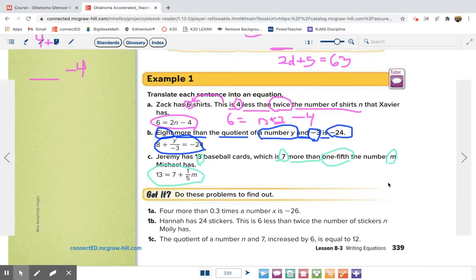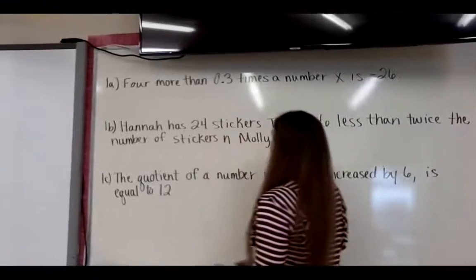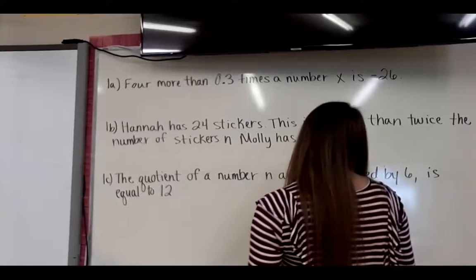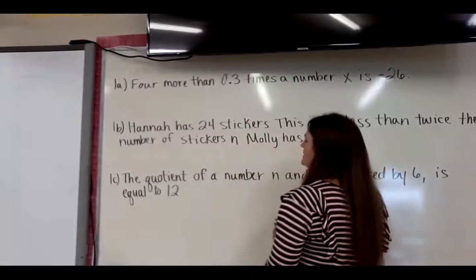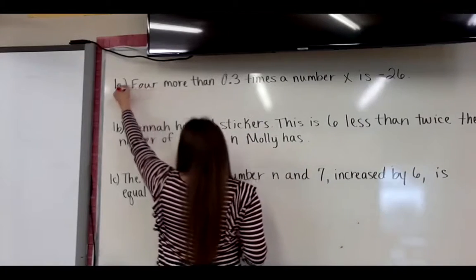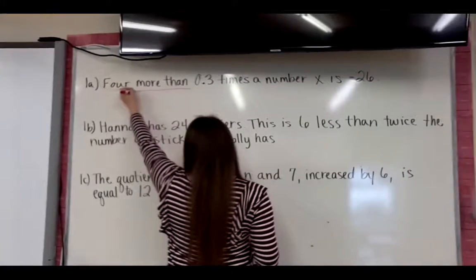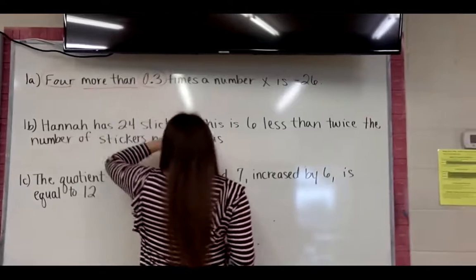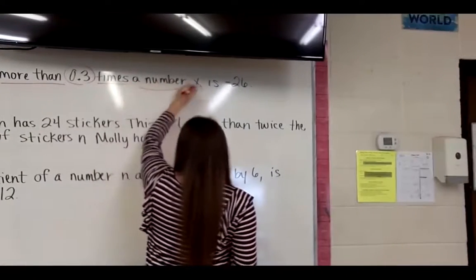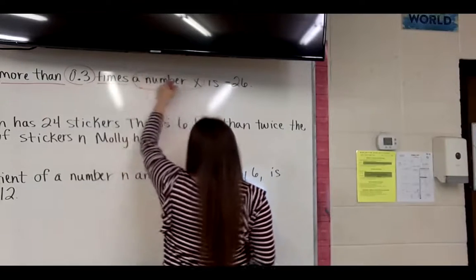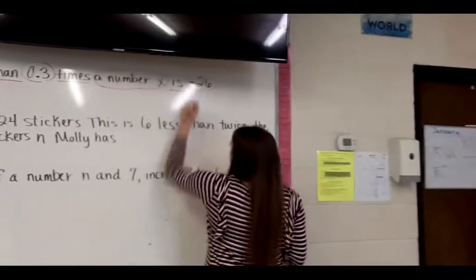Okay, because I know these are tricky, I want you to go ahead and try all 3 of these. Okay, and then I will go over them with you. On 1A, it says 4 more than 0.3 times the number x is negative 26. So the first thing we do is we look at each part of that sentence. So I have 4. That's a number. More than 0.3 times a number x, I can circle all of that, that's fine, but it's x, is negative 26.